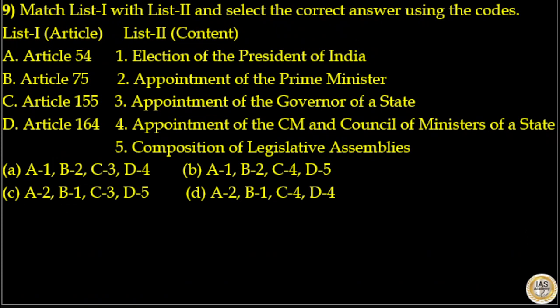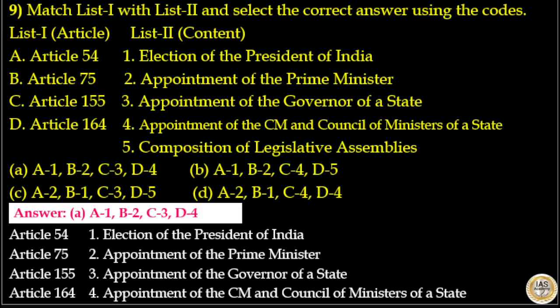Match List 1 with List 2 and select the correct answer using the codes. Article 54, Election of President of India, that is correct. Article 75, Appointment of Prime Minister, that is correct. Article 155, Appointment of Governor of a State, that is correct. Article 164, Appointment of the CM and Council of Ministers of a State, that is also correct. So, here answer to this question is option A, A1, B2, C3 and D4.